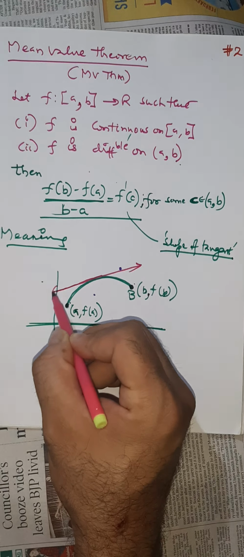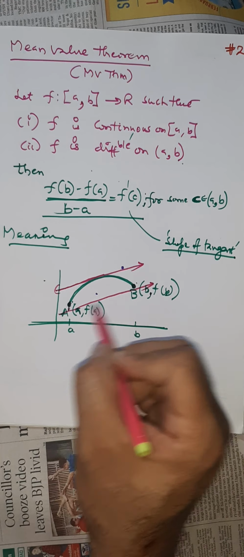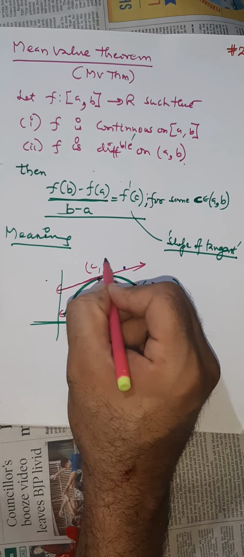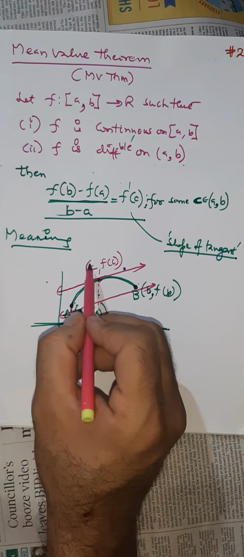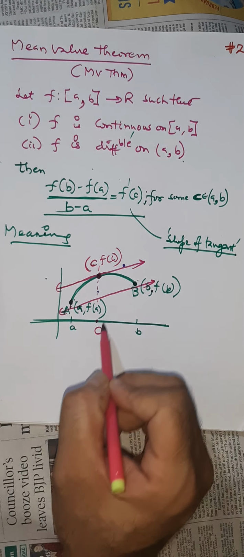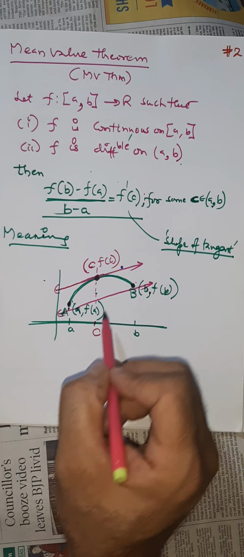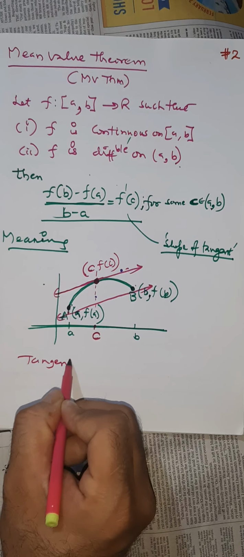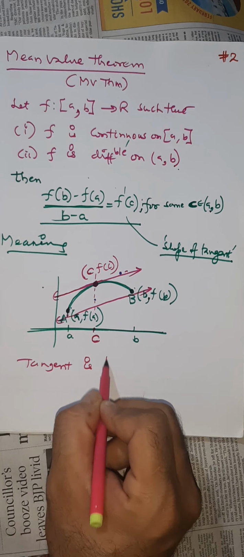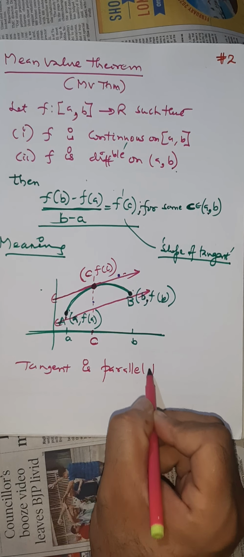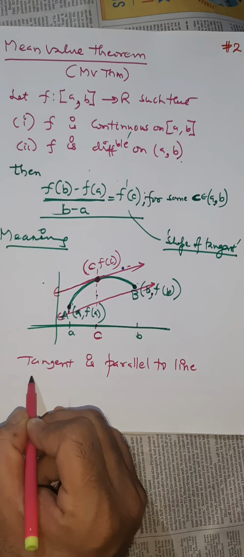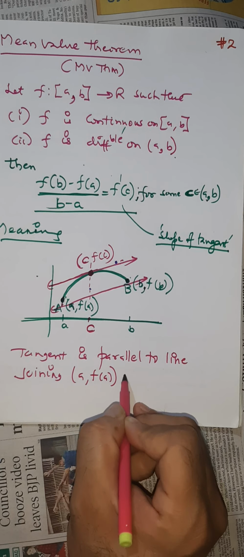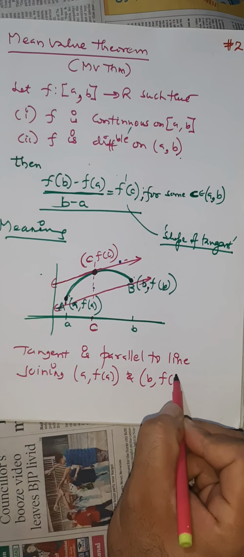So the tangent must be like this. This is the line joining these two. So you can have one point C here. This is a point C, and the coordinates of this point are C comma f of C. So the tangent at this place, for some C from the open interval AB, is parallel to the line joining A comma f of A and B comma f of B.